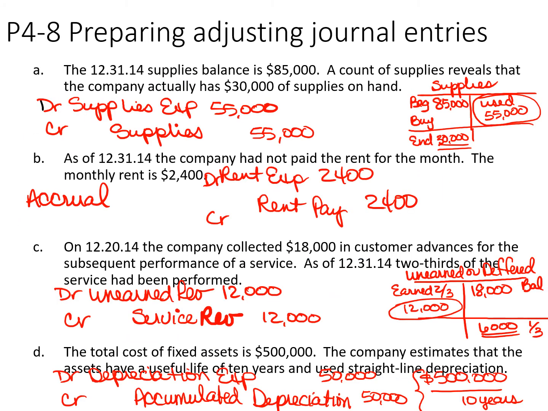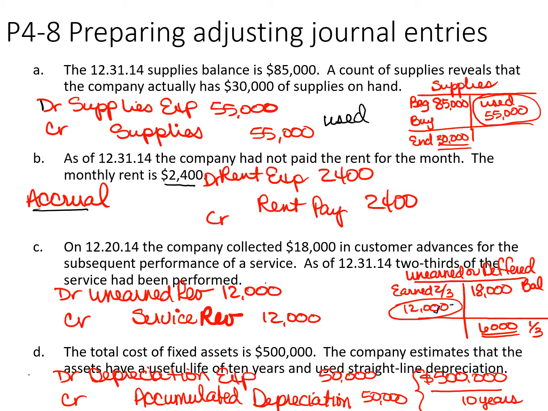Here's the actual adjusting journal entries. With the supplies, the difference between 85,000 and 30,000 is the 55,000 that has been used. So debit supplies expense, credit supplies for what has been used, or the 55,000. For the second one in B, the amount of the rent that is owed, but we'll pay it later, is debit rent expense 2,400, credit rent payable.